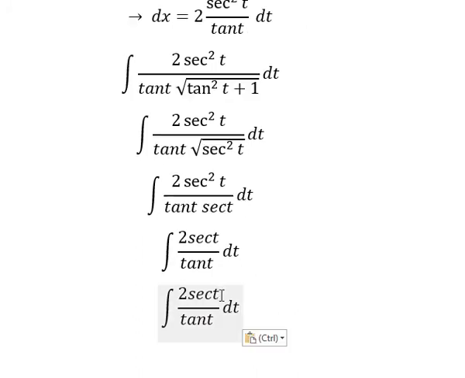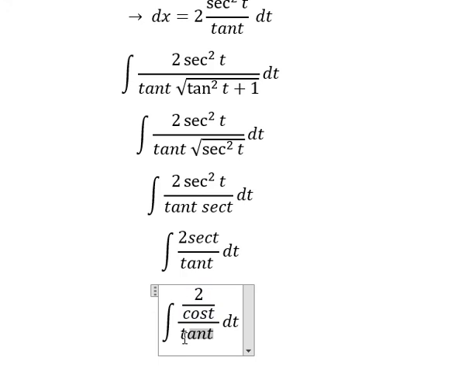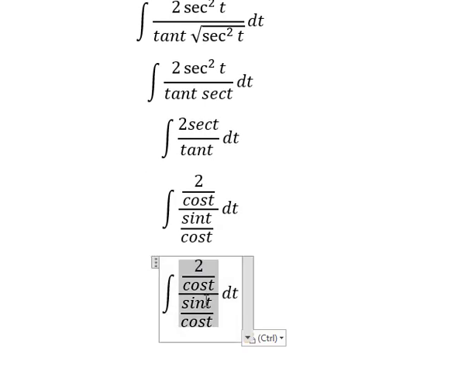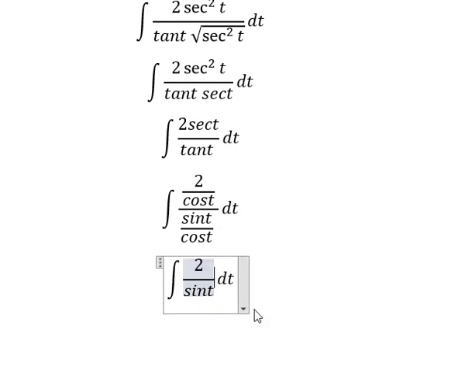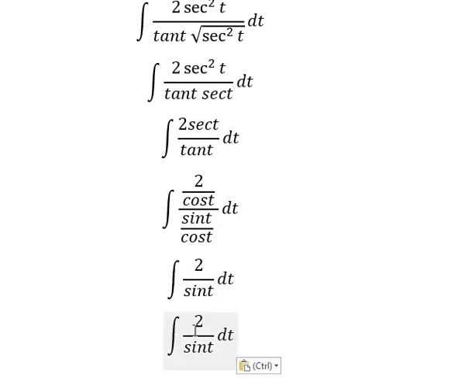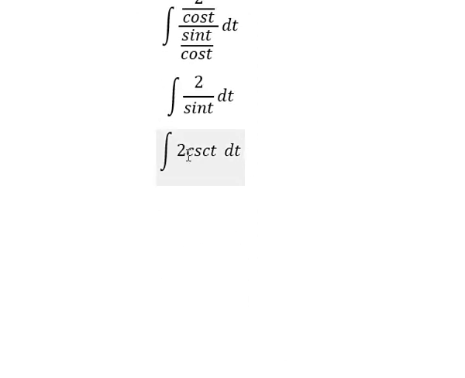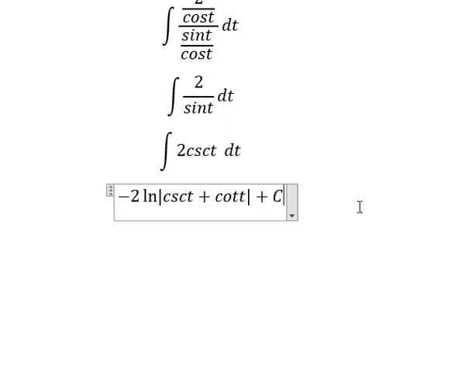Next, this one is 1 over cosine t. This one is sin t over cosine t. Now we need to simplify cosine t, and this one we have cosecant of t. The integration of this is negative 2 Ln of the absolute value of cosecant of t plus cotan t, and I will put plus c.